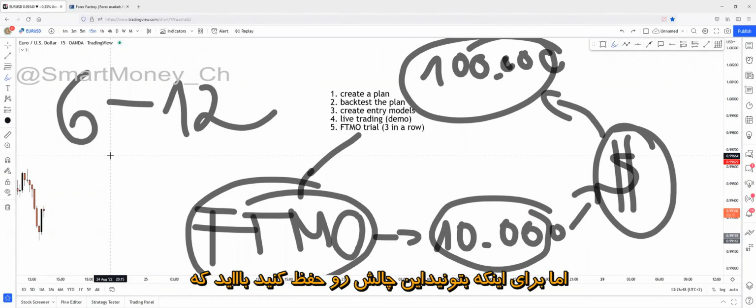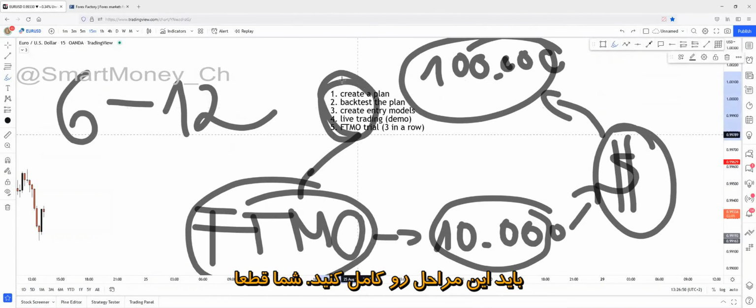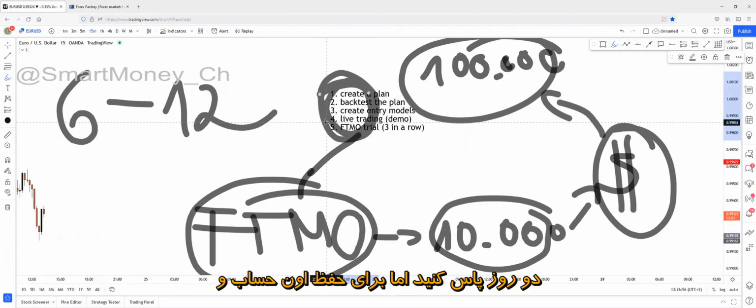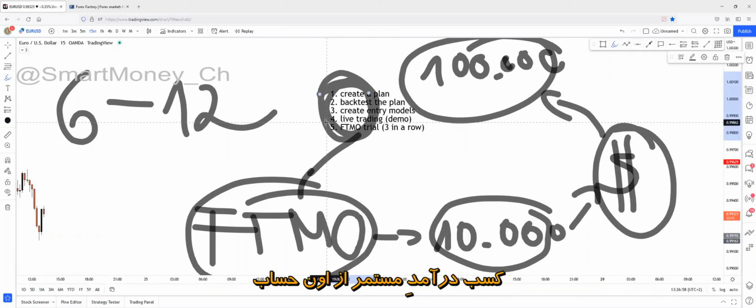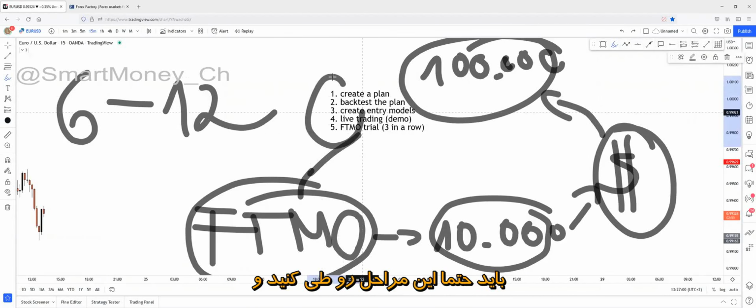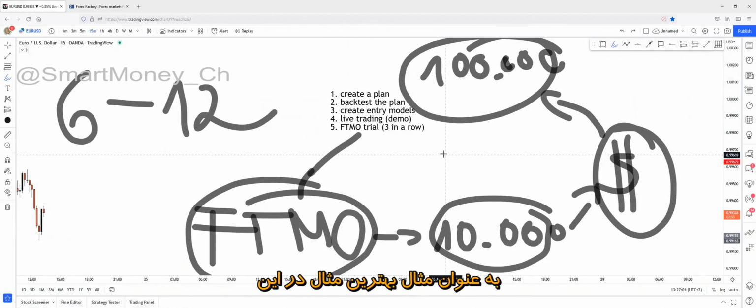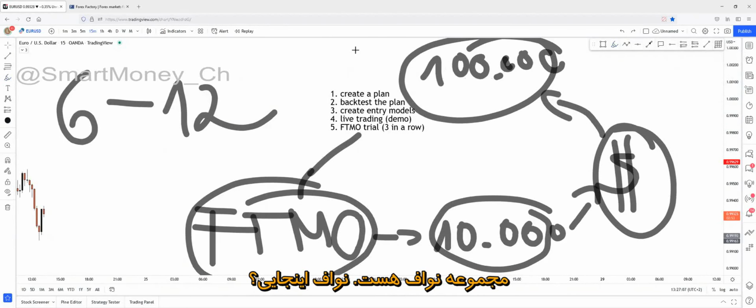But to keep that challenge, you have to work on your psychology. You have to complete these steps. Of course, you can pass the challenge anytime, in 1 day, in 2 days. But to keep that account and to consistently make money on that account, you have to complete these steps and you have to train your mental for this. And the best example in this community for this is Nabev.